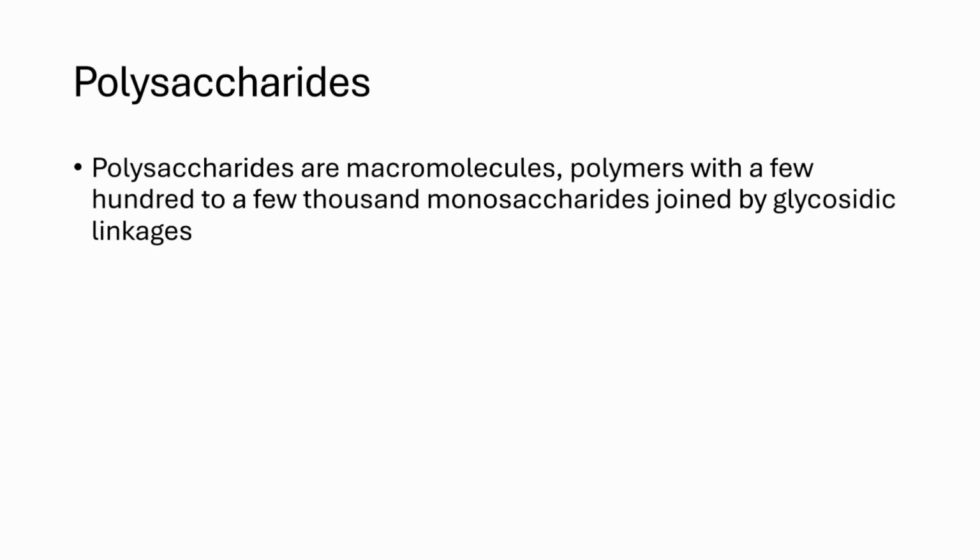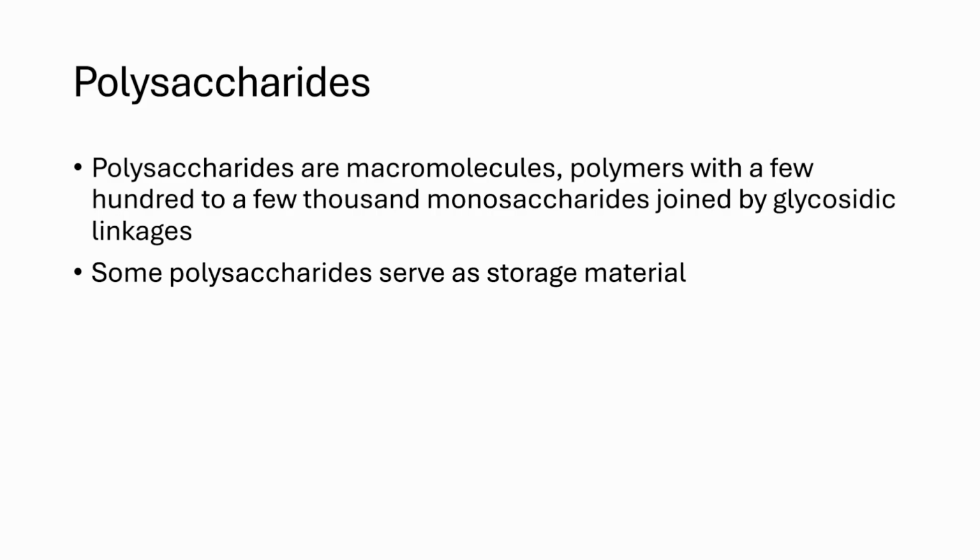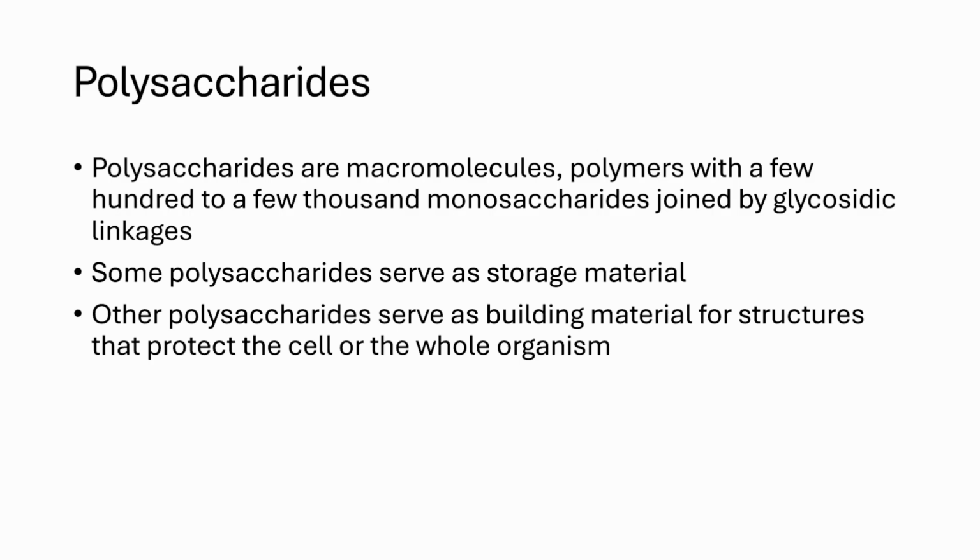So next up we have polysaccharides. Polysaccharides are macromolecules, polymers with a few hundred to a few thousand monosaccharides joined by glycosidic linkages. Some polysaccharides serve as storage materials, hydrolyzed as needed to provide monosaccharides for cells. Other polysaccharides serve as building material for structures that protect the cell or the whole organism. The architecture and function of a polysaccharide are determined by its monosaccharides and the positions of its glycosidic linkages.